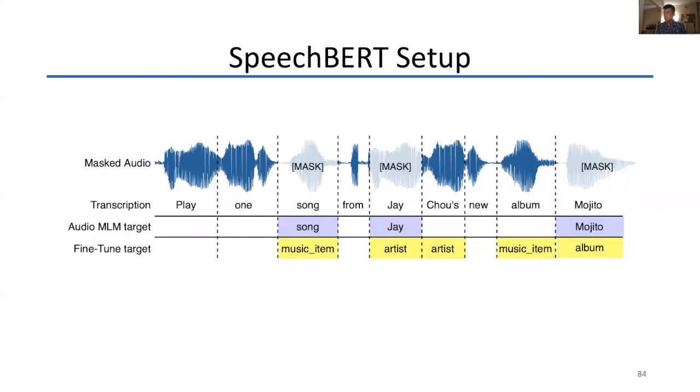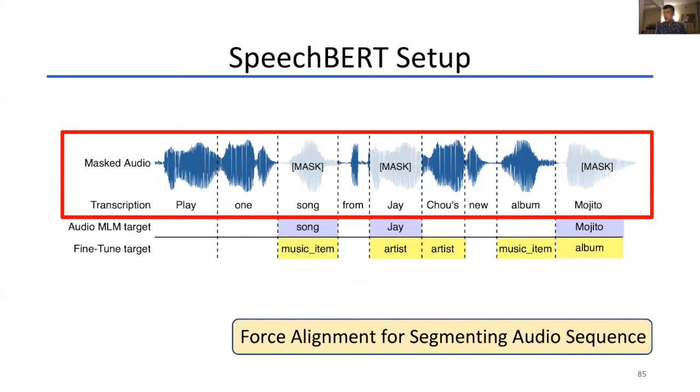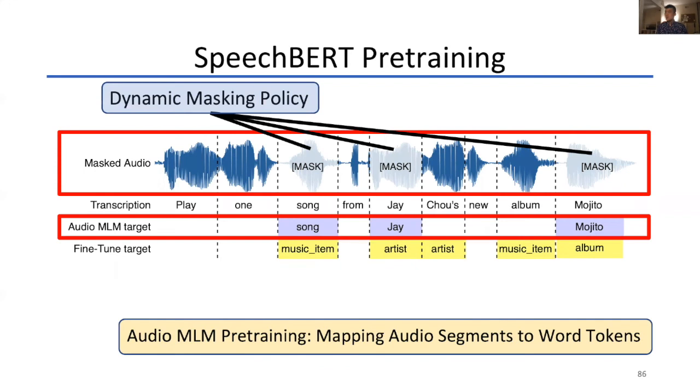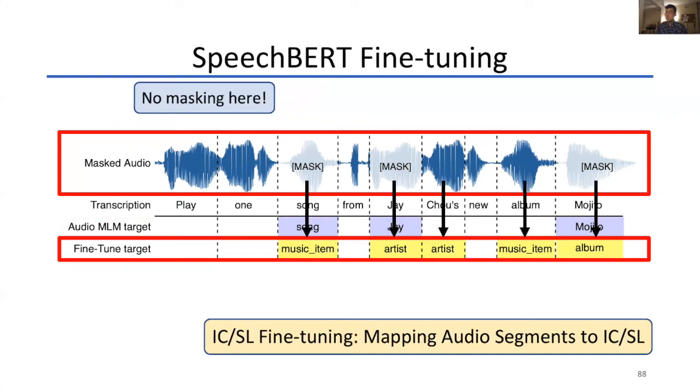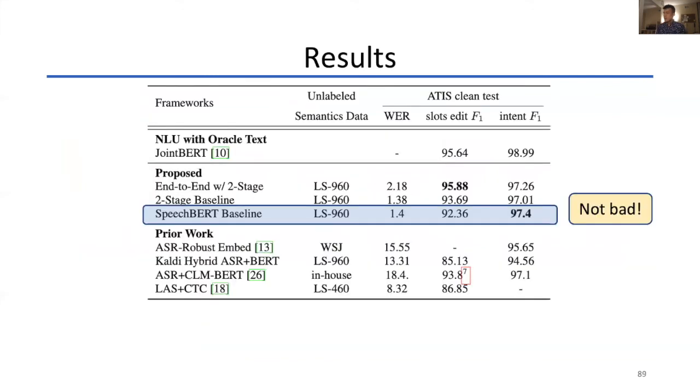So this is the speech BERT setup. First, we have to force align audio with the transcription. So each word token corresponds to an audio segment. During pre-training, the objective is to take the masked audio segment and predict the corresponding word transcription. During fine-tuning, we take the audio segment and predict the slot sequence corresponding to those segments and the intent label. These are the results for speech BERT, and we see that it performs on par with the two-stage baseline, but still lags the end-to-end approach a bit.